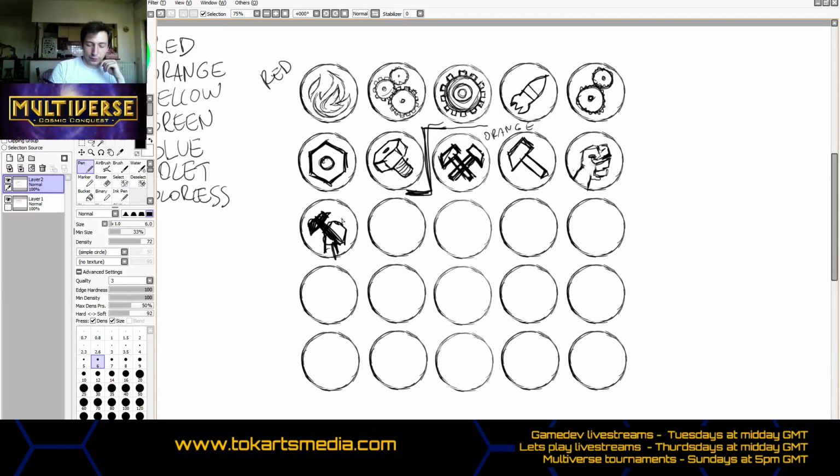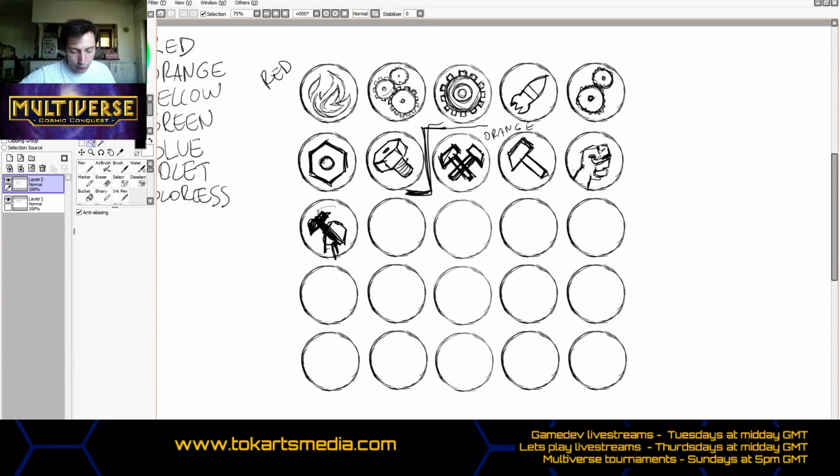This would probably be smaller, right? Yeah, I don't like the fists, honestly. I think it should probably be just one hammer or two.